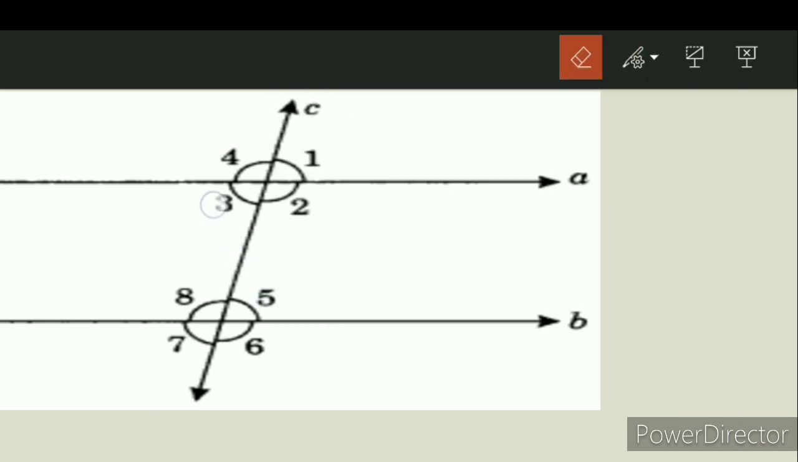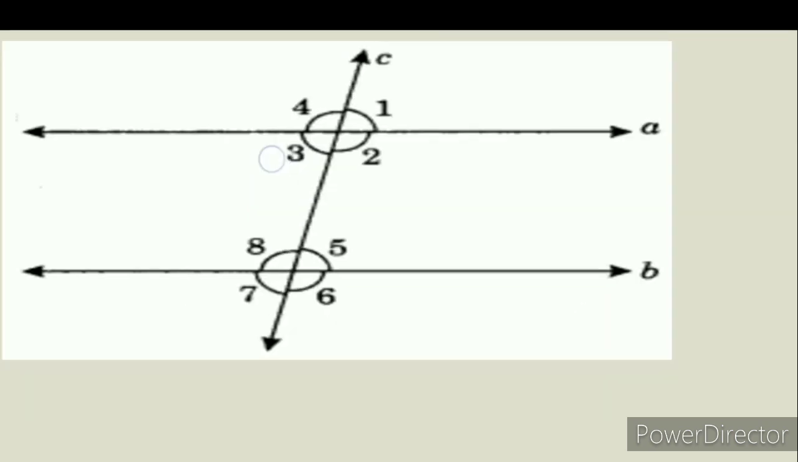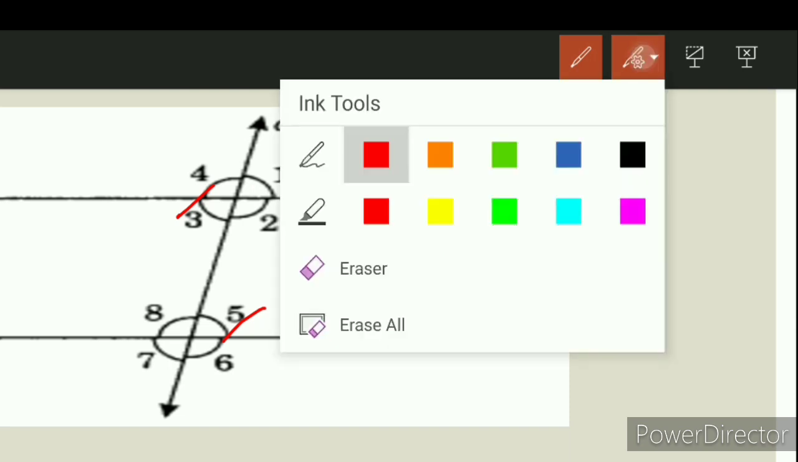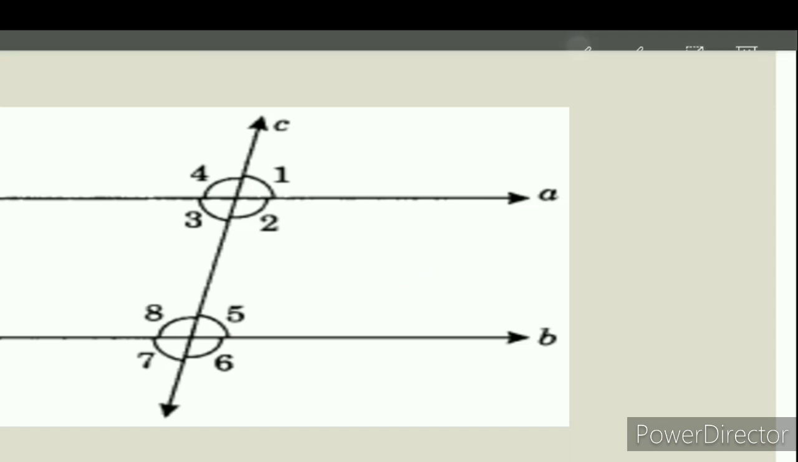If it is on the opposite, alternate side of the transversal, it is called alternate angles. Got it? These are alternate angles, but 2 and 5 are co-interior angles. You should know the difference between alternate angles and co-interior angles. Correct, children? Using these properties, we are going to solve the problems in exercise 5.2.